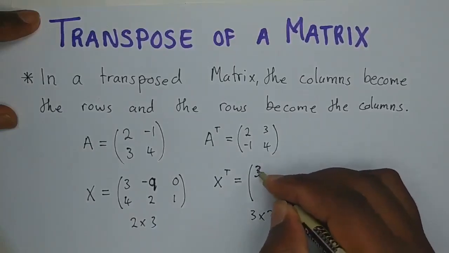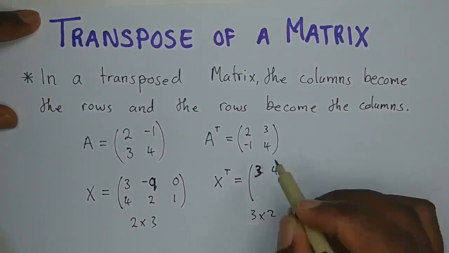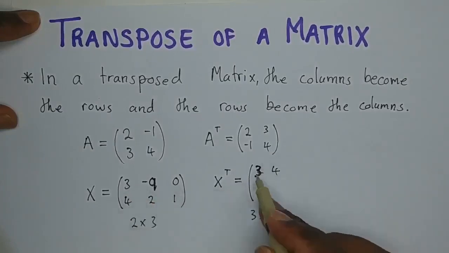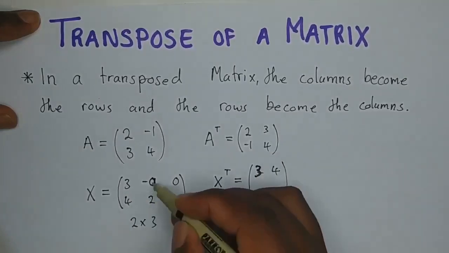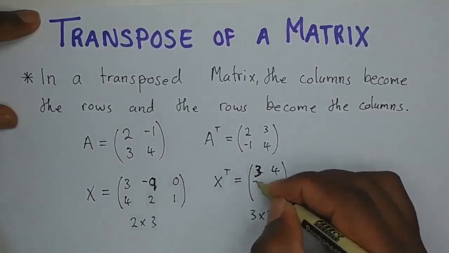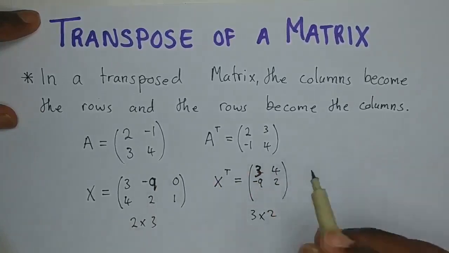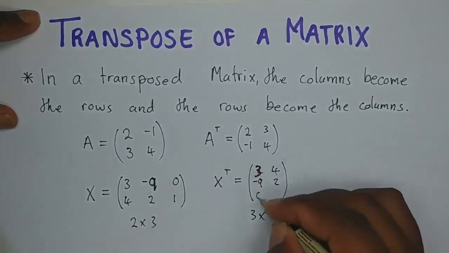I don't know why I'm saying 2 and 3. 3 and 4. This column becomes the first row, like that. The next column, which is negative 9 and 2, becomes the second row. This column becomes the third row, like that.